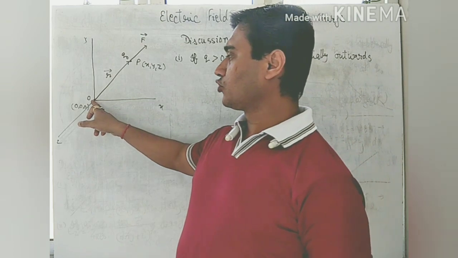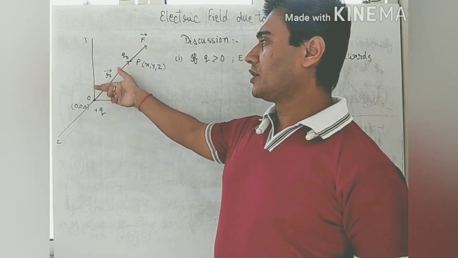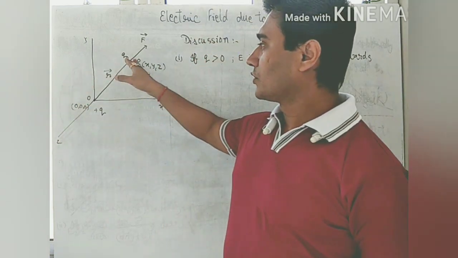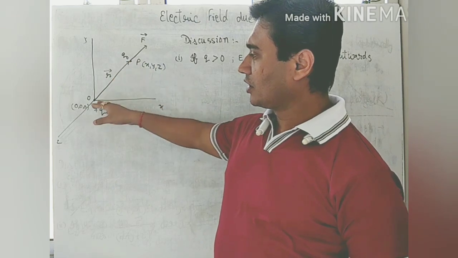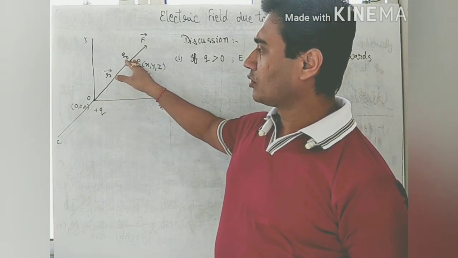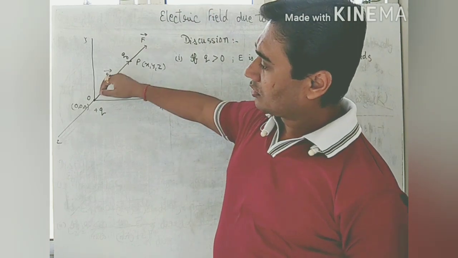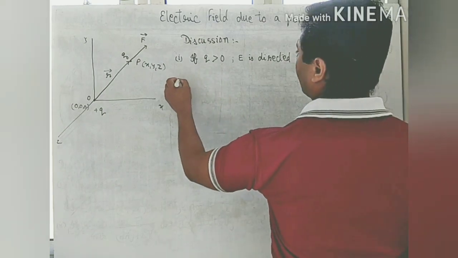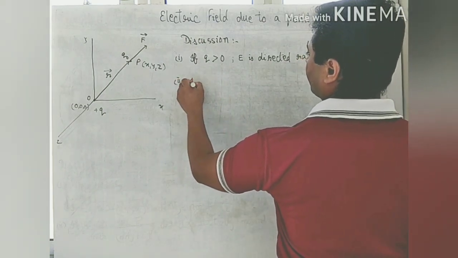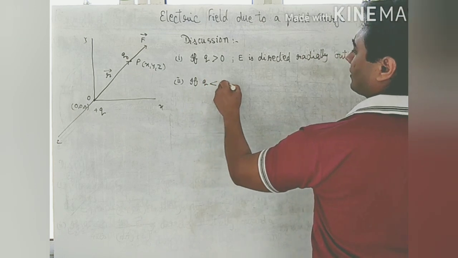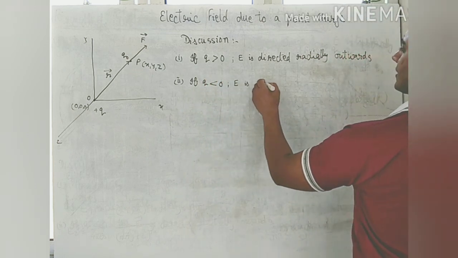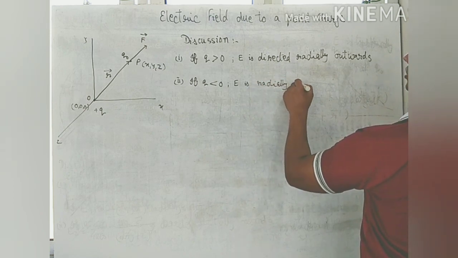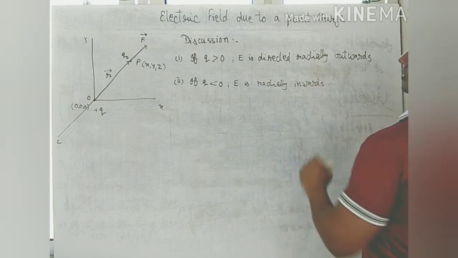If you assume the presence of the source charge here and take this r as the radius, and we imagine a sphere around this, the electric field at this point P on the boundary will be directed away from the center. So this is radially outward, as is shown on the diagram. Now, just reverse to this, if Q is negative, that is less than zero, then E is radially inwards, just opposite to the previous result.